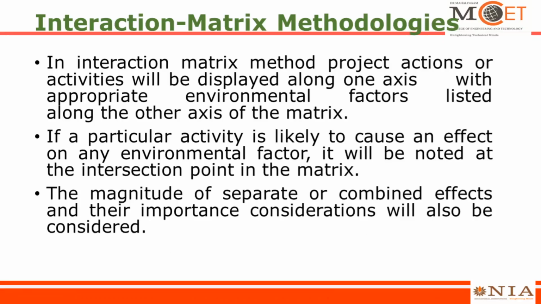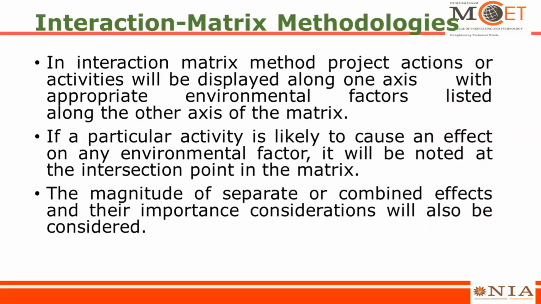So, interaction matrix methodologies, right? This is just an example of what we have seen. In the interaction matrix method, project actions or activities will be displayed on one axis with environmental factors listed on the other axis. We already saw this example in the last session. If a particular activity is likely to cause an effect on the environmental factor, it will be noted at the intersection point in the matrix.